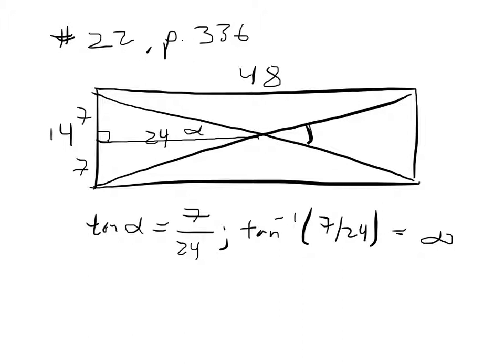And note that when I drop that altitude in to this triangle right here, this triangle is going to be an isosceles triangle. If I drop that altitude in, it's going to bisect this angle. So if I can find alpha right here, if I just double alpha, I'll get the acute angle between the diagonals.